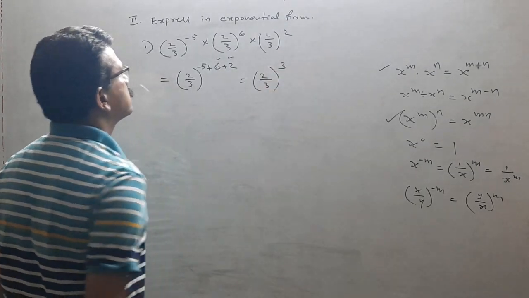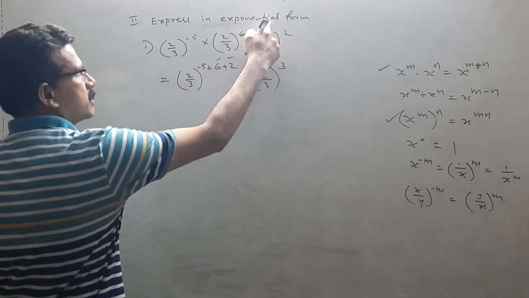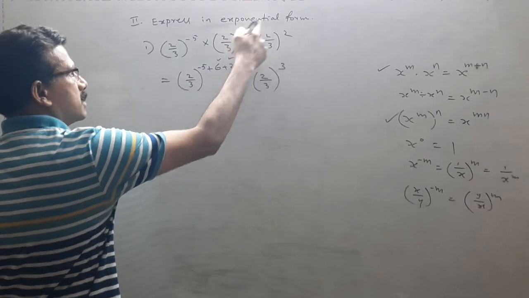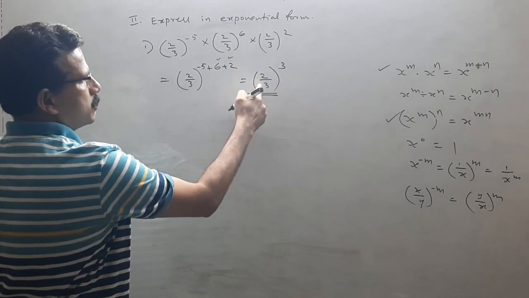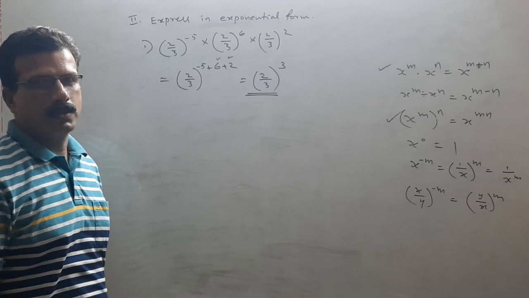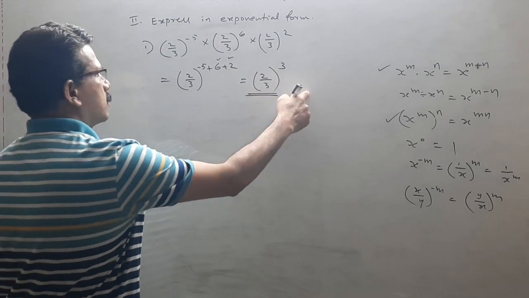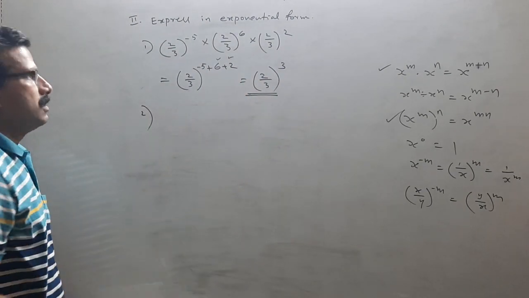Power 3. The question is to write it in exponential form, not to get the answer. Write in exponential form: base 2 by 3, power 3. So now instead of finding the answer, calculating the final value, leave it in exponential form.